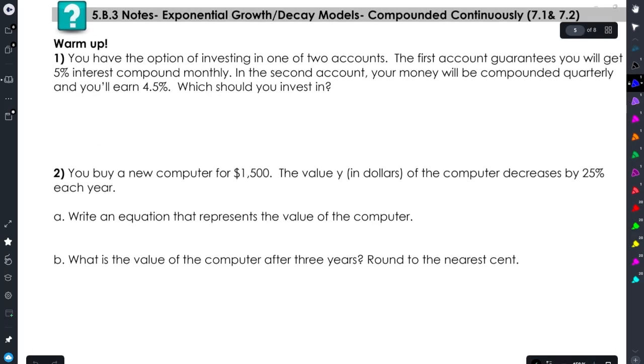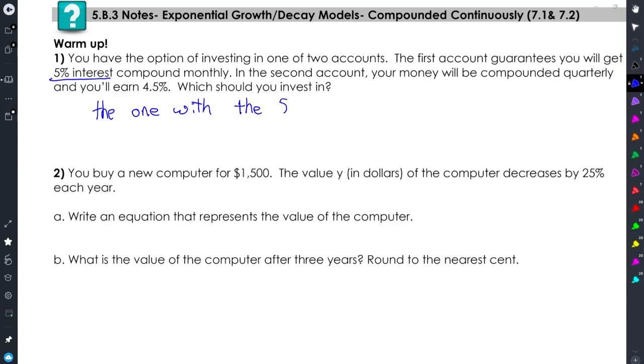So you generally want to invest in the one that has a higher interest rate. So we're going to invest in the one with the 5% interest rate. Now, even though the other one is compounded more often, the higher interest rate is still better than compounding it more often. It is a better choice.